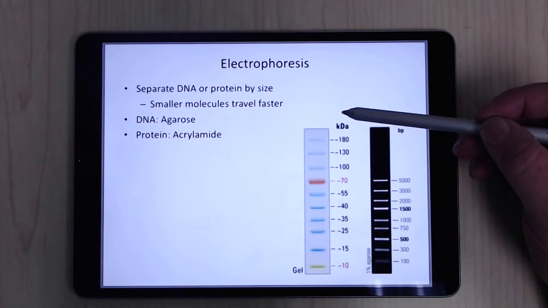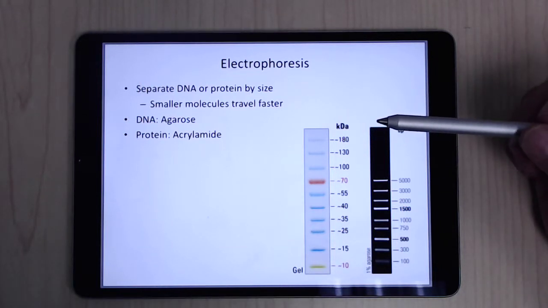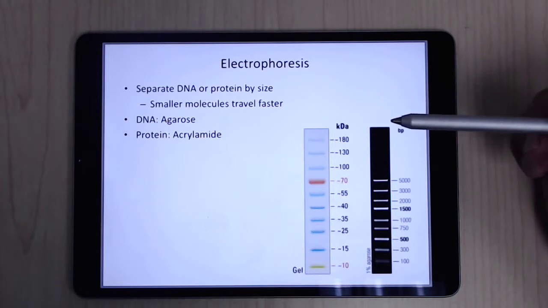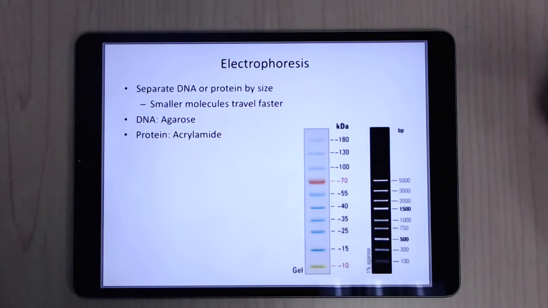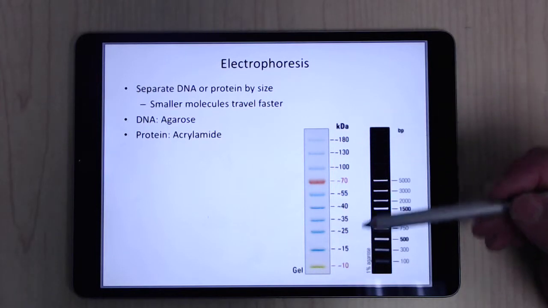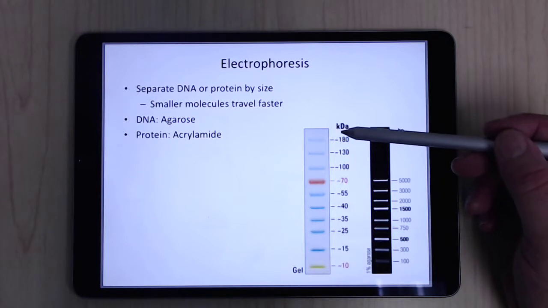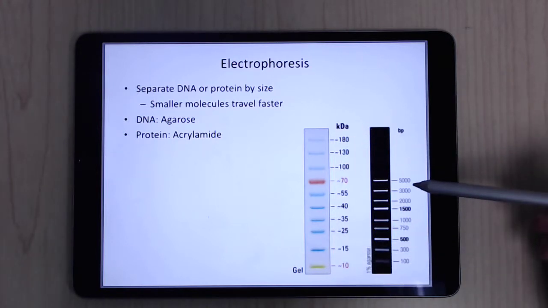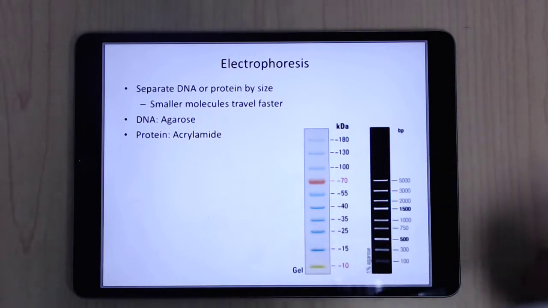So you think about running through a playground, right? A little kid is going to be able to run all over everywhere, but their parents are going to be taller, right? It's going to take them a lot longer to get through all that equipment. So you can separate out things by size, and you can do this with both DNA, where you're looking at the base pairs, or you can look at the actual molecular weight.